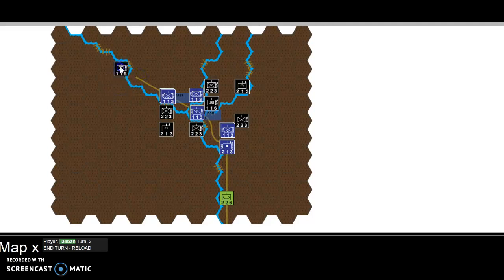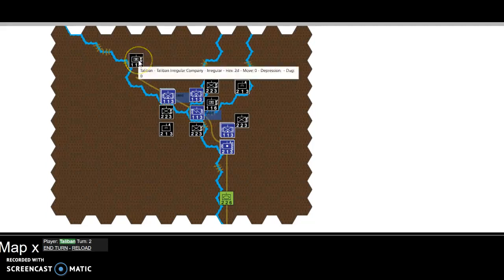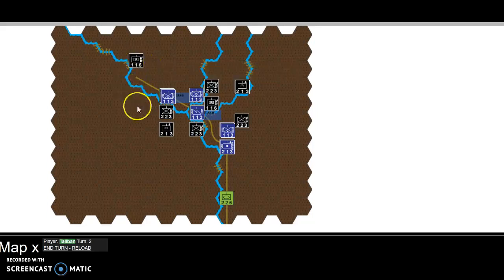We can't move across that, but we can go this way. Okay. Now, what I could do here, although they're going to be worth... they're going to be worth 8 now.